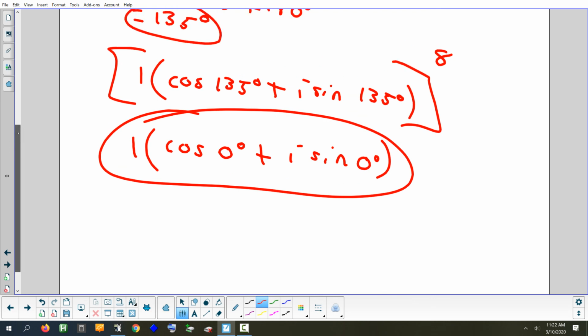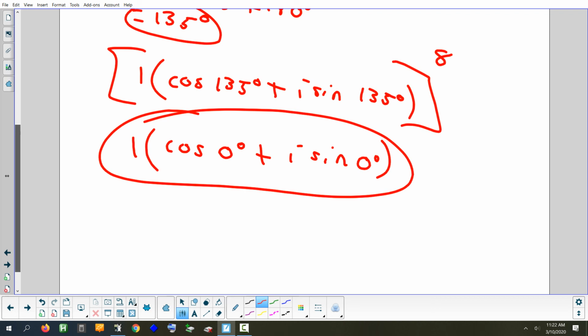Kind of a boring number in trig form. The angle is 0 and the radius is 1. But that's what it is. Okay, so we raise the radius to the power, and we multiply the angle by the power. And a lot of times, when you multiply your angle by the power, it gets pretty big, so you need to subtract 360 to make it smaller.